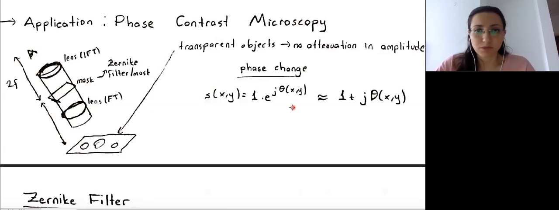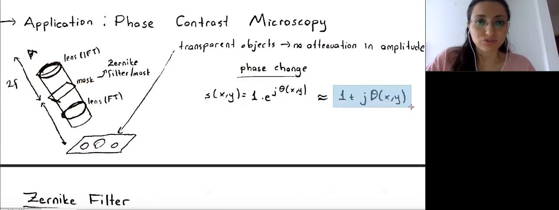We're going to make one approximation here to understand the working principle of phase contrast microscopy. Because these objects are generally very thin, with little thickness, the phase change that they cause will also be small. So in the case that theta is small, we can approximate this e to the x term as 1 plus x, so 1 plus j times theta(x,y). So let's say our transparent object is described by this transmission function.